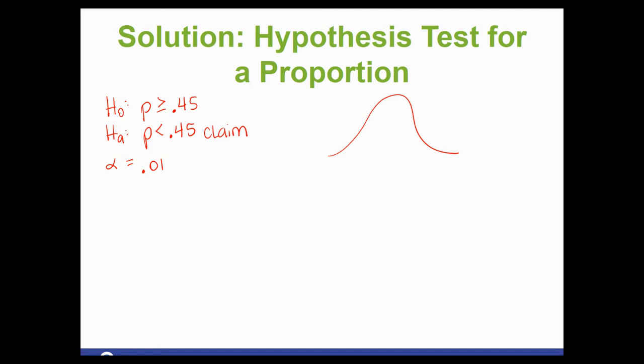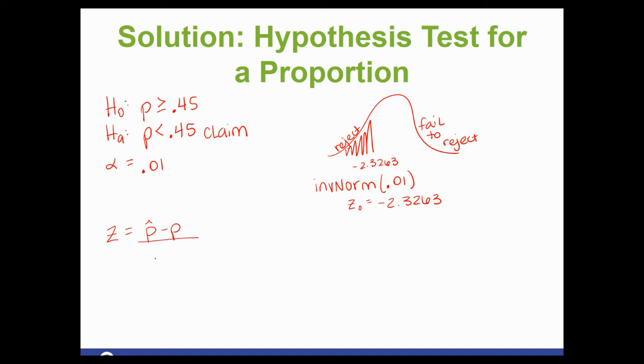So if we make the sketch, our shading is always based on our HA, which in this case is less than, so that means left tail. We use inverse norm since this was a z distribution. So we're plugging in all of alpha because there's one tail. And we get a critical value of negative 2.3263. We keep it negative because we have the left tail, and we can mark our rejection region. If we end up in that shaded area, we will reject. And now we are ready to do our formula.